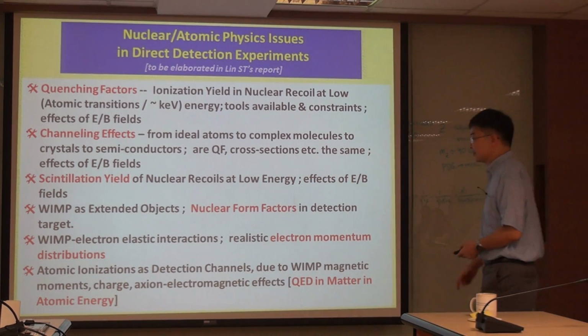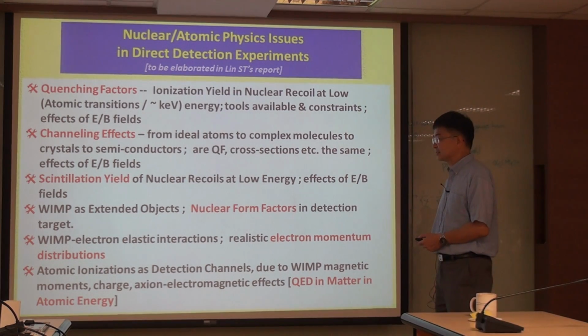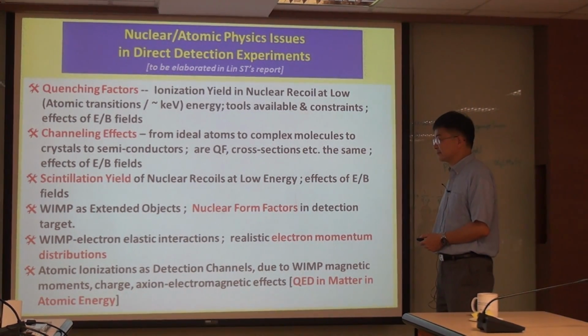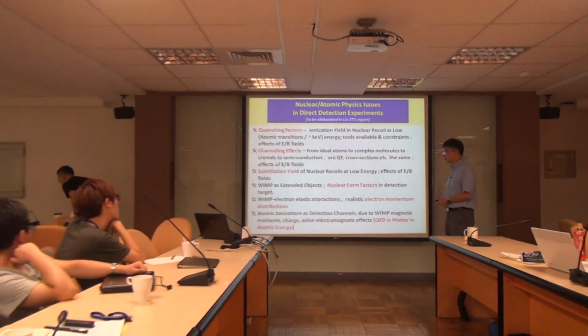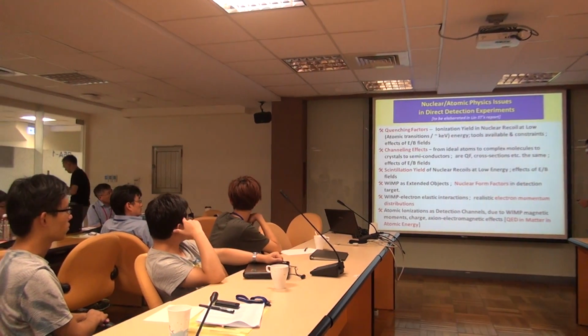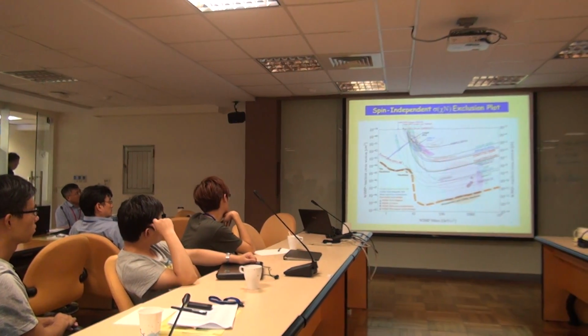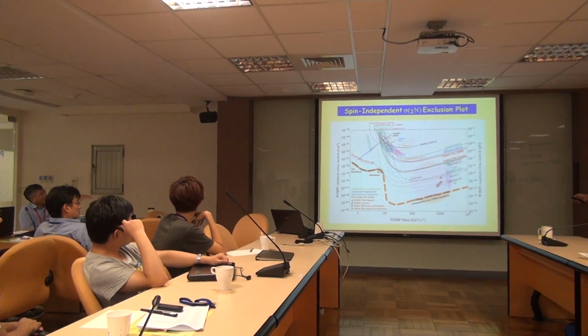May I ask a quick question before that? Previously you mentioned some limitation because of the background from neutrinos. Does that only apply to direct detection? How about indirect search? Indirect search, do you still have this?